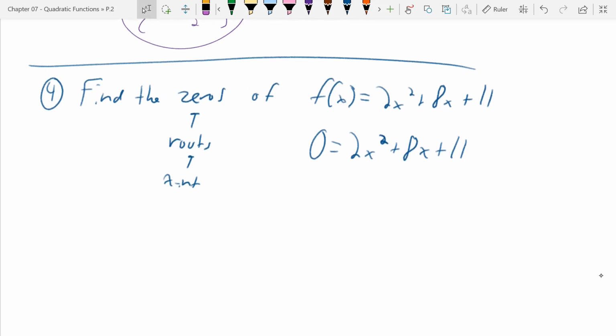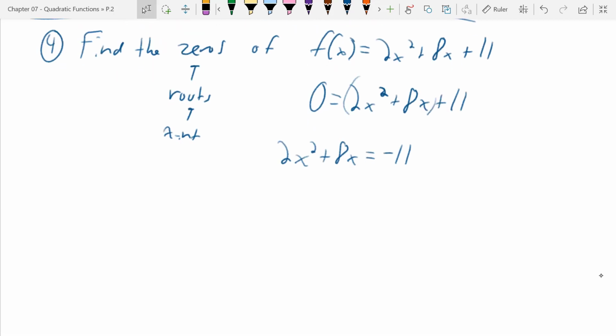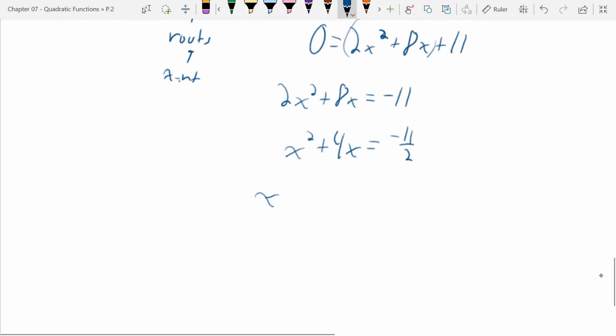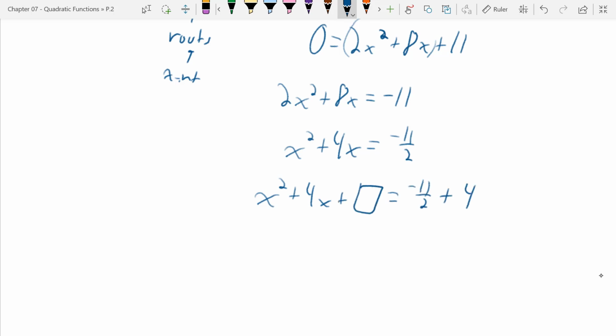So I want to again group the 2x squared and 8x by itself. So we're going to make this 2x squared plus 8x equals negative 11. Now my trick of doing half the middle term and squaring it only works if my leading coefficient is a 1. So I want to divide both sides by a 2. x squared plus 4x equals negative 11 halves. Then I'm going to do the step where I add something to both sides. x squared plus 4x plus something is equal to negative 11 halves plus something.